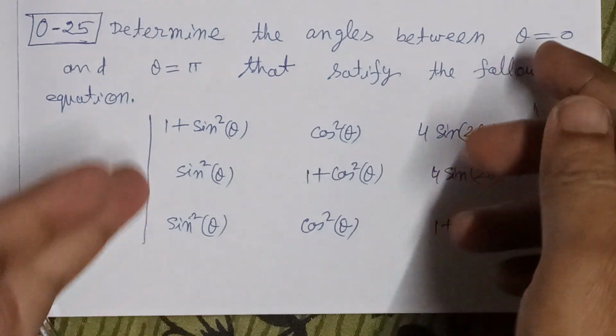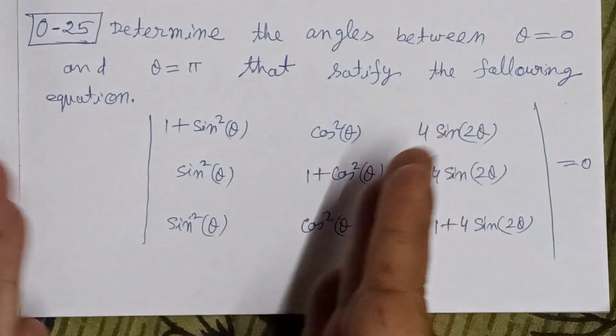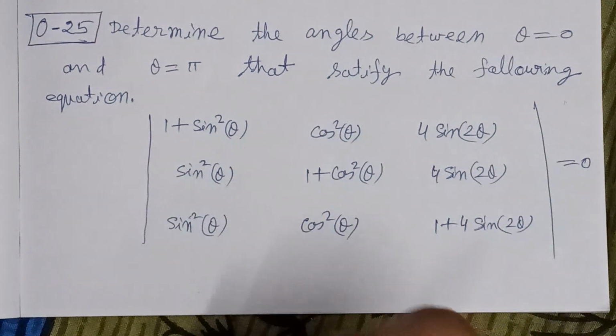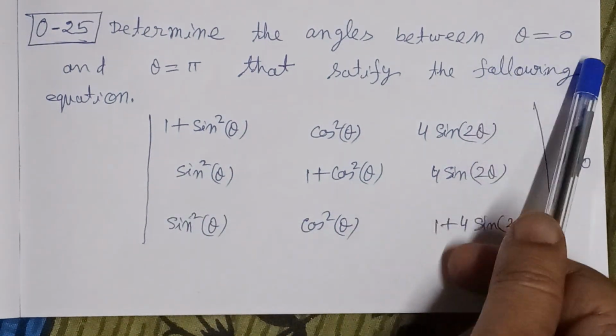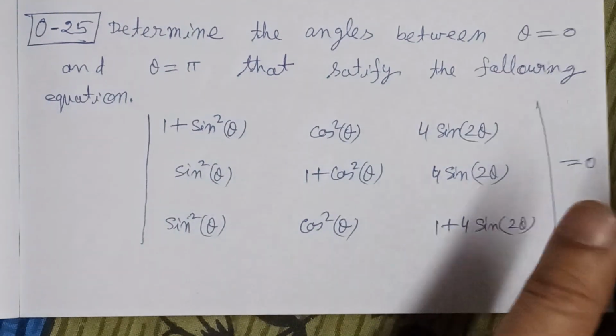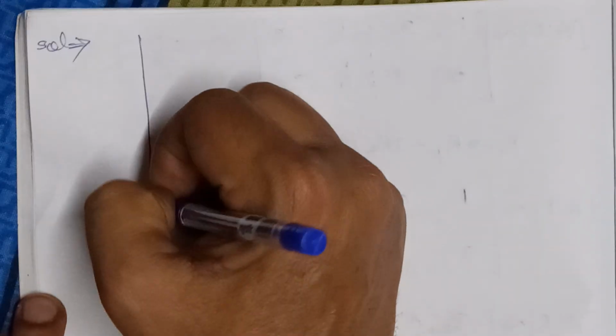Equal to 0. This is a determinant and this is an equation because it has a left hand side and right hand side. We have to solve it and find the value of theta between 0 and pi. Pi means 1 pi radian, which means 180 degrees. For this, first we write the given equation in the solution.